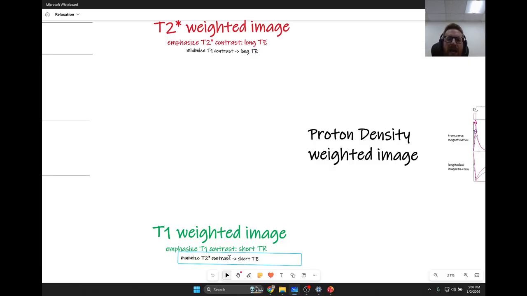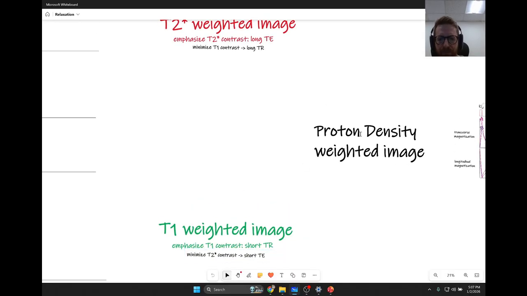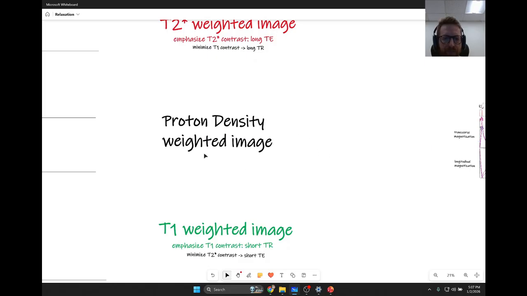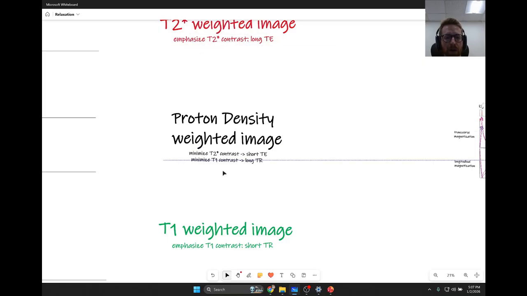So if you want to generate a proton density weighted image, what kind of MR sequence parameters do you think we're going to want? Well, we're going to want to minimize T2 star contrast. So we're going to have a short TE. We're also going to want to minimize T1 contrast. So we're going to have a long TR. It's that simple.